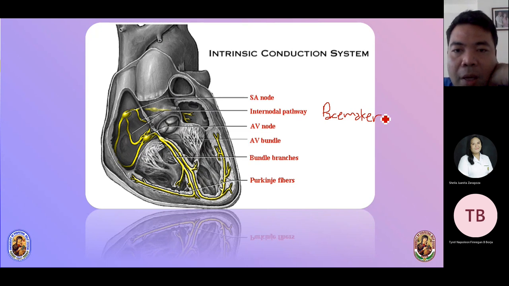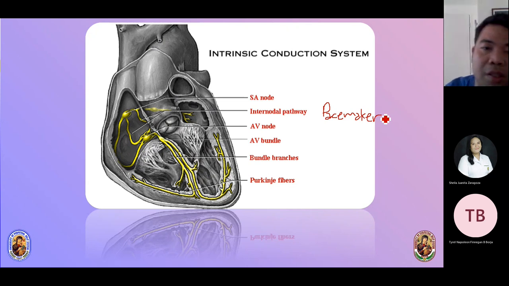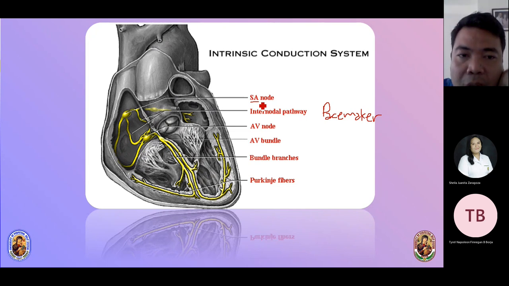Pacemaker cells. Okay, so lahat ng yellow na nandyan, ano-ano yun? Starting from the right atrium, dito tayo magsisimula sa right atrium, mula sa taas. You have the SA node. Actually, SA stands for sino, as in sinoatrial node.